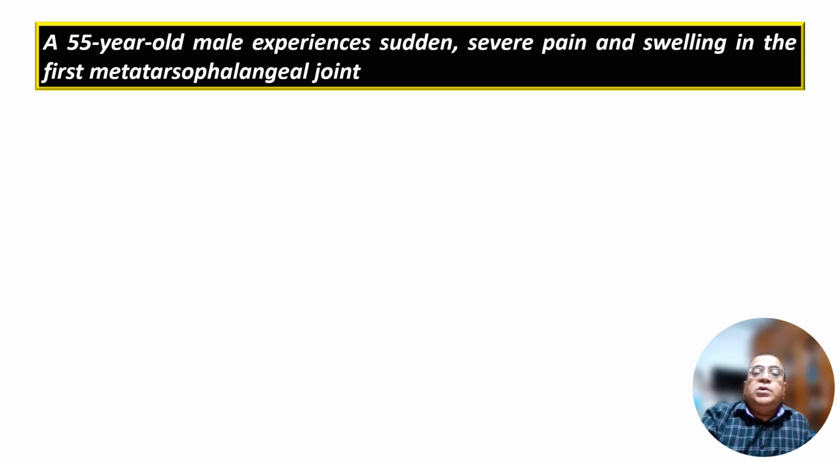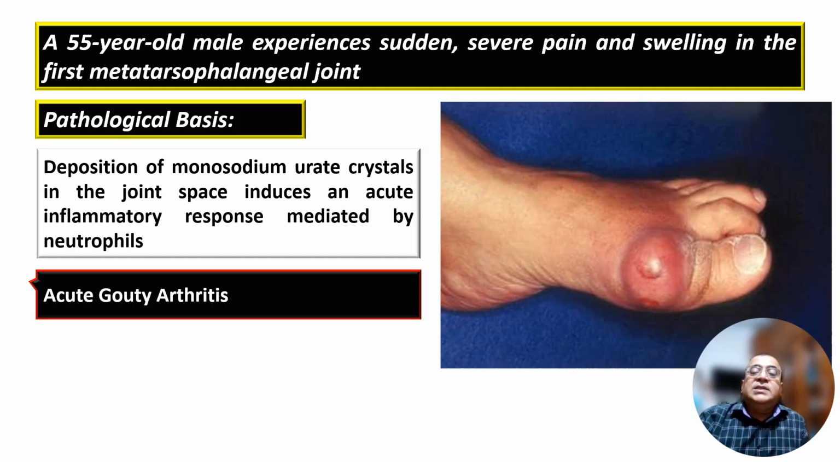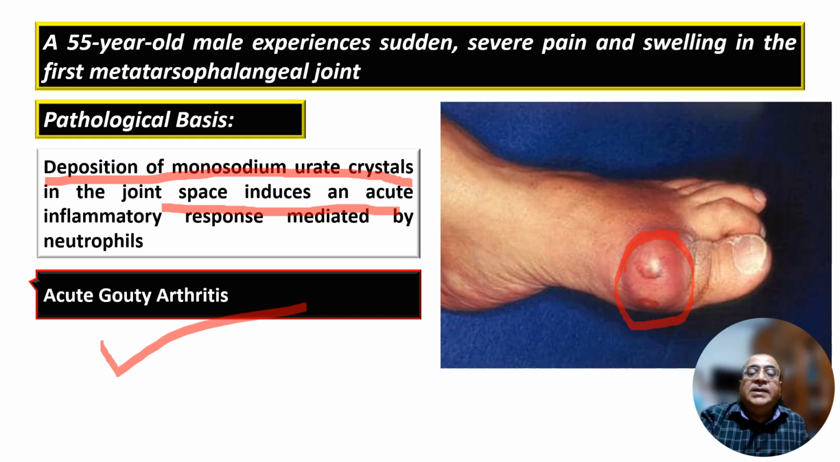A 55-year-old male experienced sudden severe pain and swelling in the first metatarsophalangeal joint, the classical appearance of the gout. Here you can see this reddish area that has increased temperature, severe pain. This gout is also termed as podagra. Acute gouty arthritis is the condition, and this is due to deposition of monosodium urate crystals that are recognized by the body's system, and there is activation of the inflammasome that lead to the acute inflammatory process.